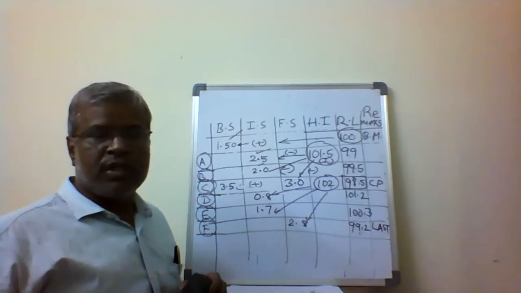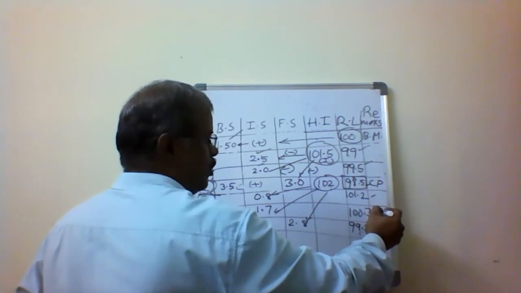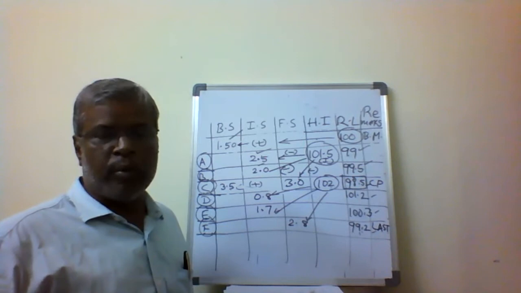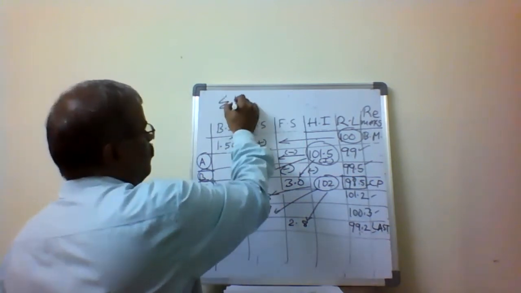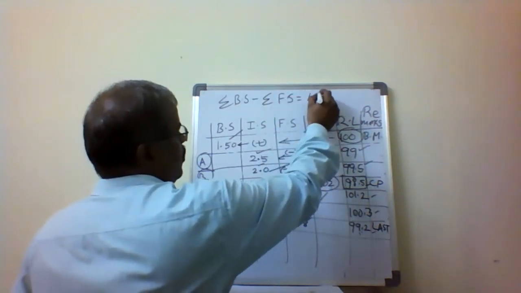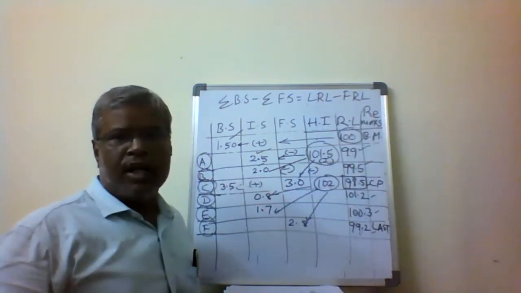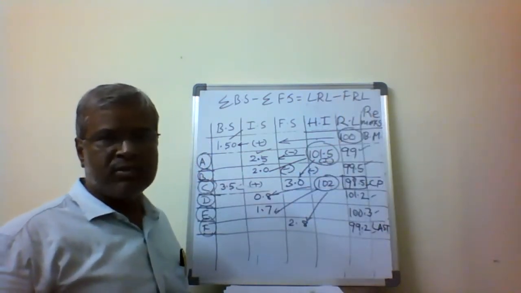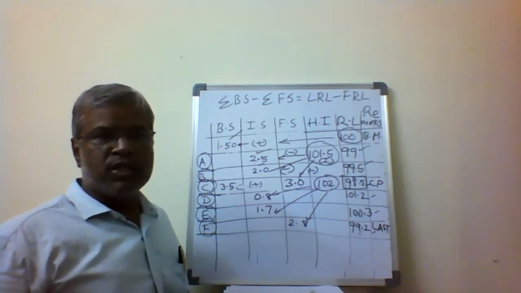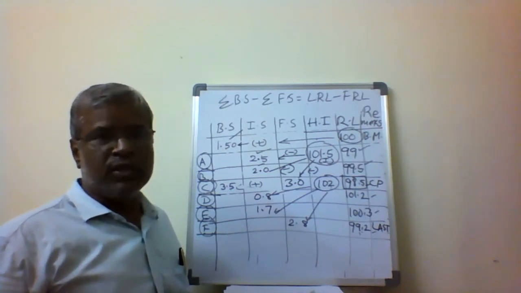Now I have to check whether I calculated the elevations of all the points right or not. I am going to apply the check: sigma of BS minus sigma of FS will be equal to LRL minus FRL. The sum of the back sights minus the sum of the foresights equals LRL minus FRL. So it is going to satisfy the equation. Then whatever elevations we calculated using the height of the instrument are right.